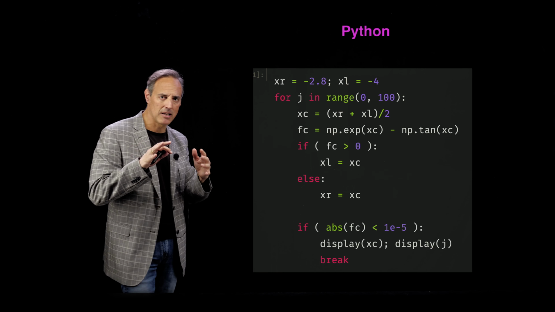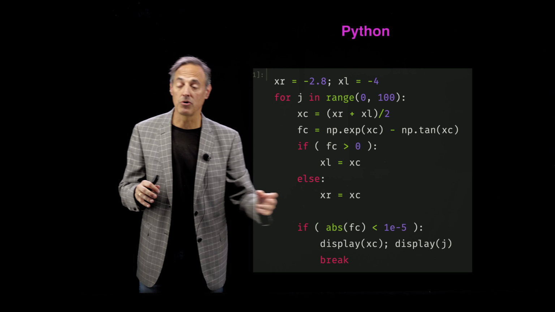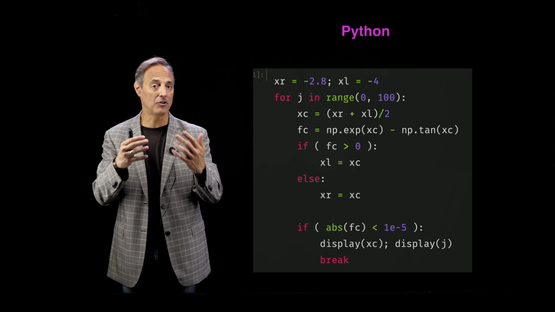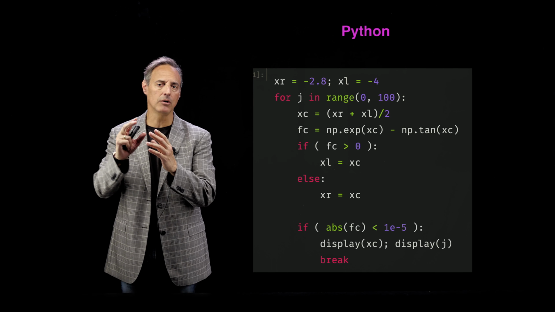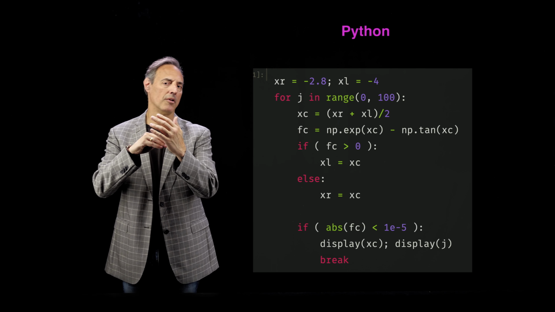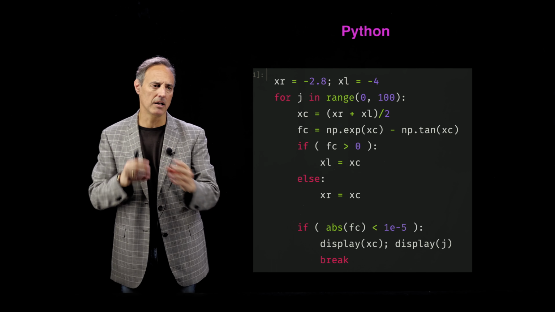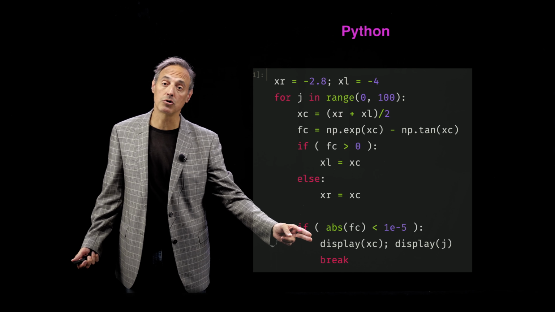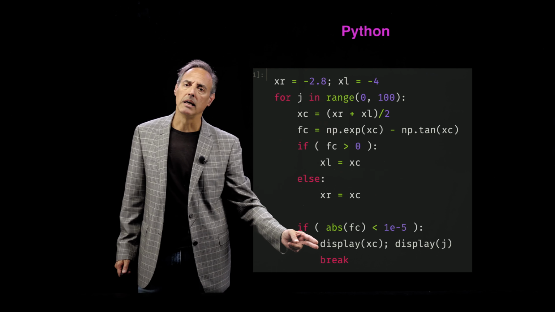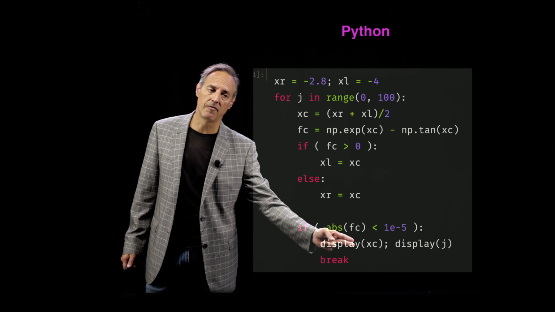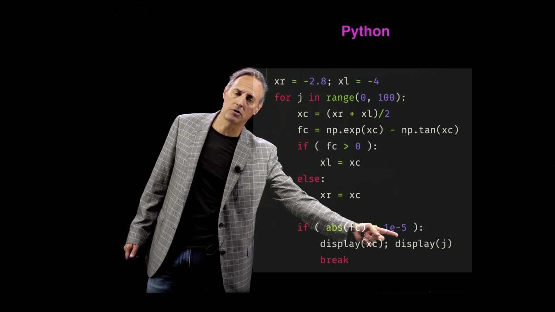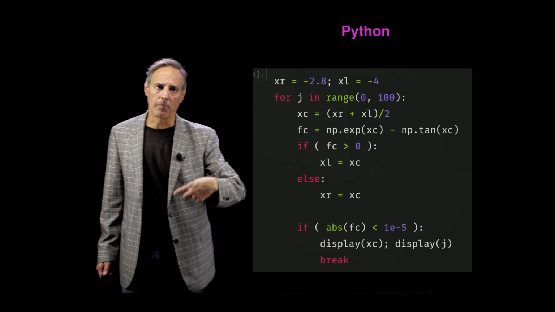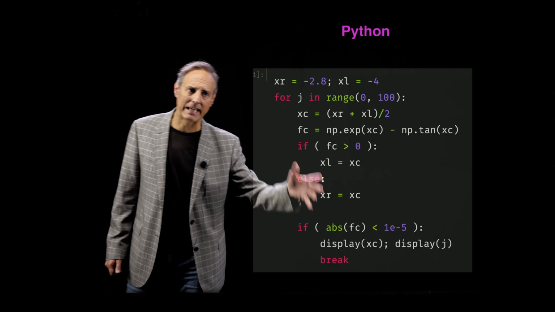So if I have 5 decimal place precision, right? The absolute value is very important because you don't want to say if the value is less than minus 5, because you can have huge negative numbers. So the absolute value makes sure that whether the number is positive or negative, it's less than the tolerance. Then what this does is, if this statement is true, it goes into the loop. It displays the value of the point x of c, and it also displays the value of the function. And then you break. What this break command does is get you out of this loop.